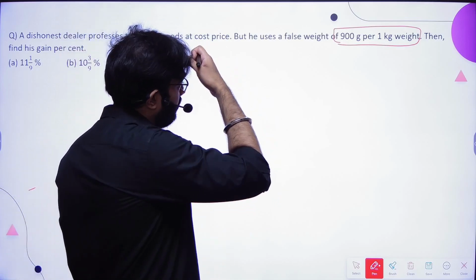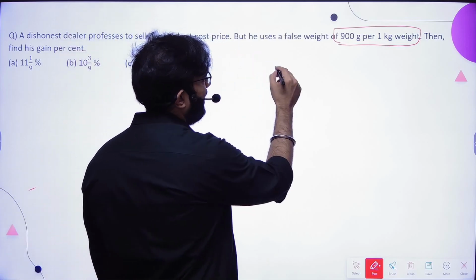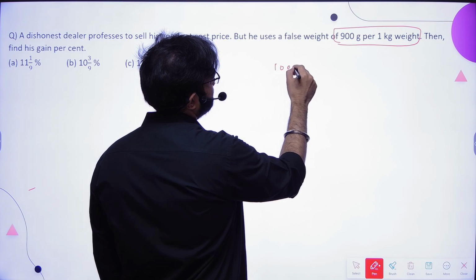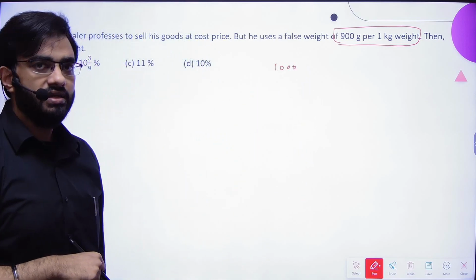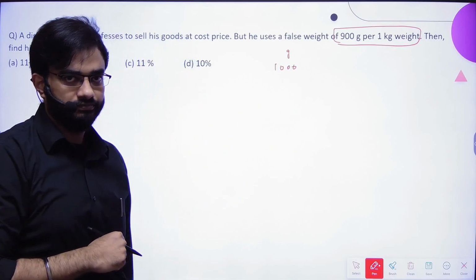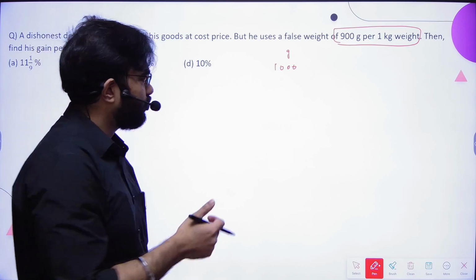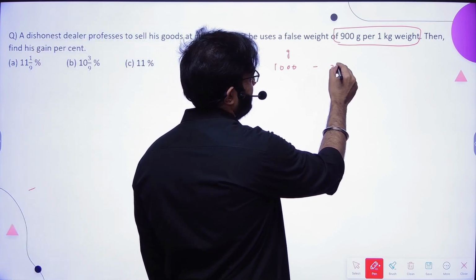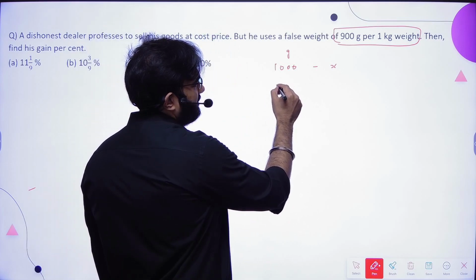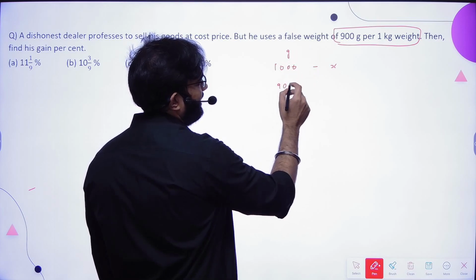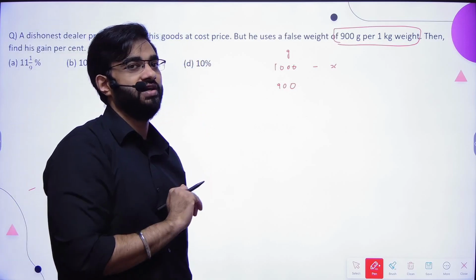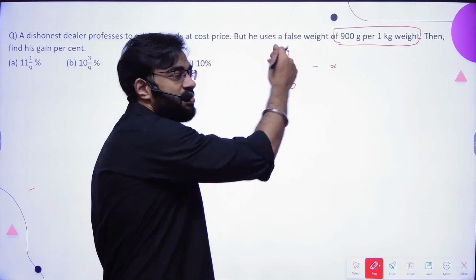Okay. So now what is happening is that, suppose the 1,000 grams of the item, the actual price at which he purchased is X, suppose. Then he is selling 900 grams for the price of 1,000 grams. Are you realizing? Just read the question again.